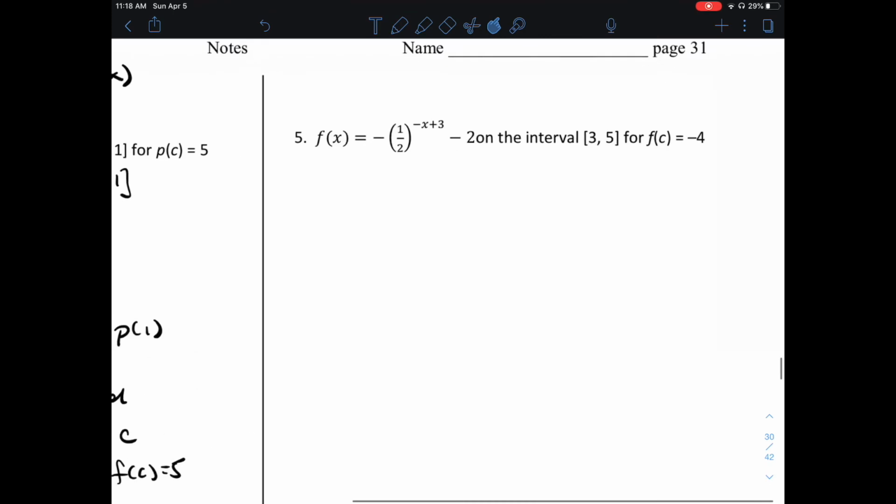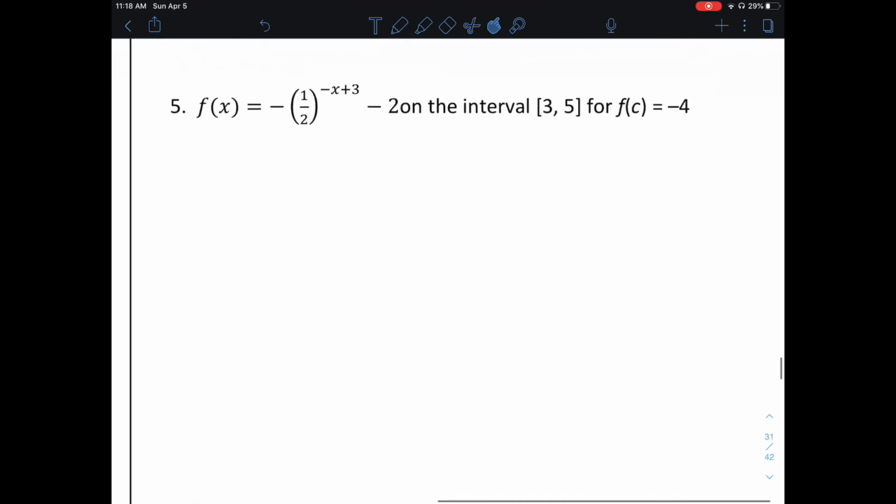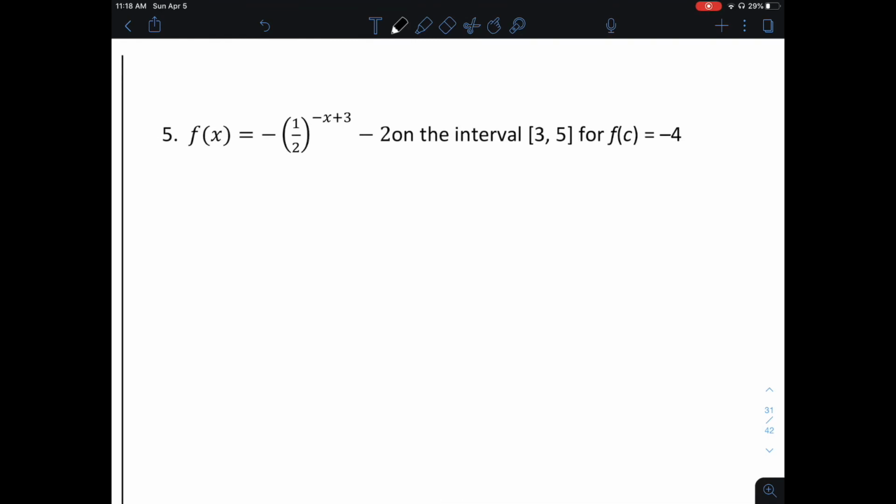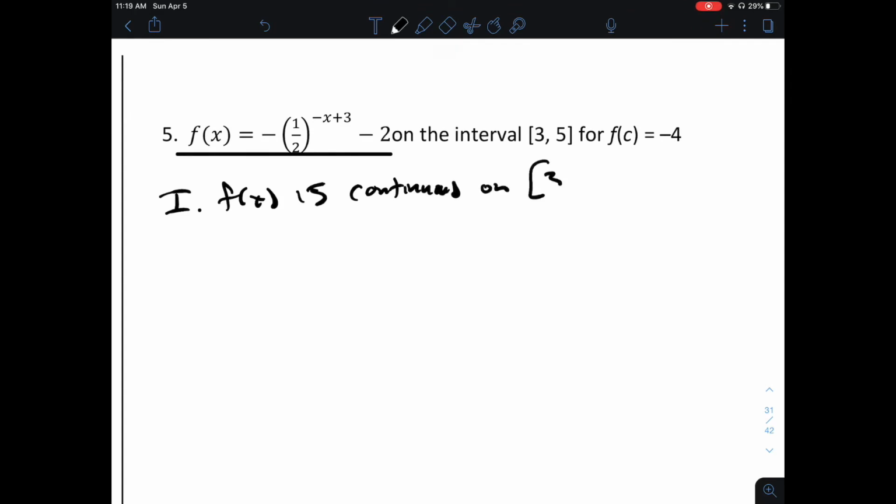We got one more. Wow, the spacing on this is a little whack. This is my function, including that negative 2. So is this continuous? Well, this is an exponential function. Exponential functions are always continuous. You need to know your parent graphs. f of x is continuous at all values, so it's certainly continuous on the closed interval from 3 to 5.